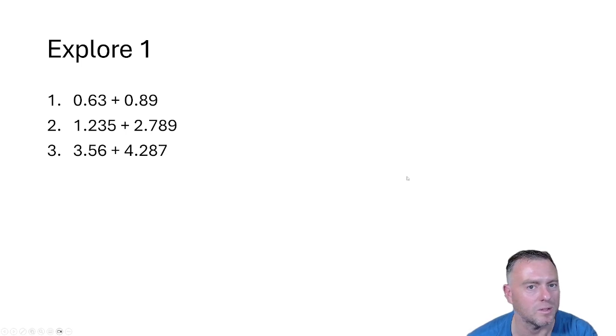Cool. So just a little bit of exploration. Have a go at those ones. For the first one, 0.63 plus 0.89 gives you 1.52. 1.235 plus 2.789, line up those decimal places, and you get 4.024. And then 3.56 plus 4.287, line up the decimal places, and you should have got 7.847.